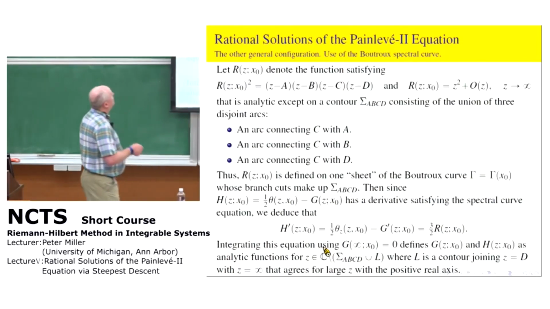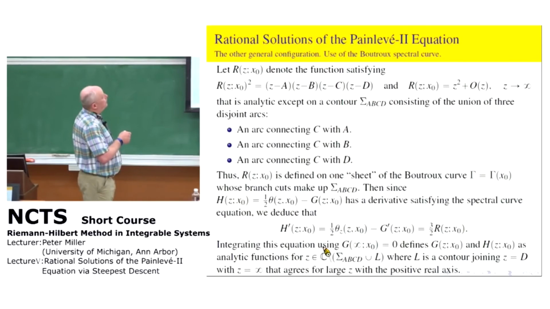Anyway, let's introduce a different capital square root function R that's got its branch points at A, B, C, and D. It's cut except on some contour that consists of an arc connecting C with A, C with B, and C with D. That's what this contour is. And R should behave like z squared at infinity. In other words, this function R is defined on one sheet of the Boutroux curve gamma, and the branch cuts for that sheet will be this curve sigma ABCD.